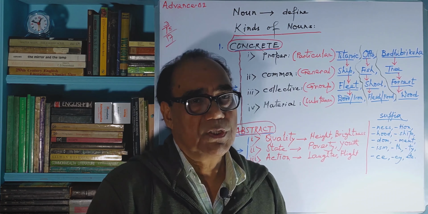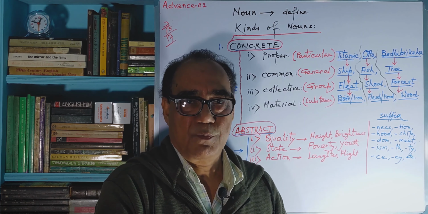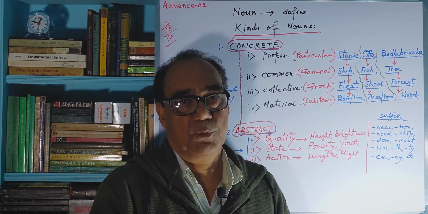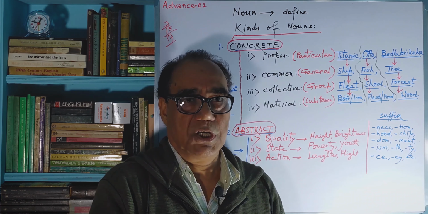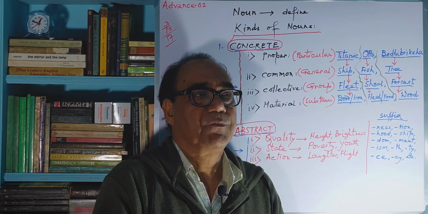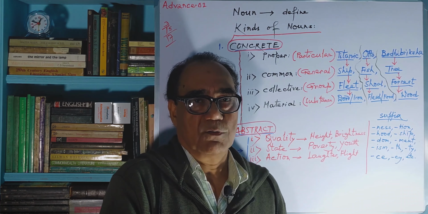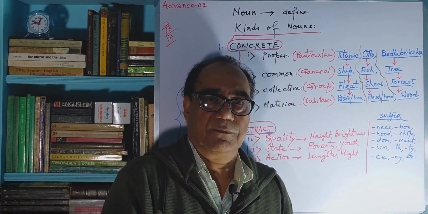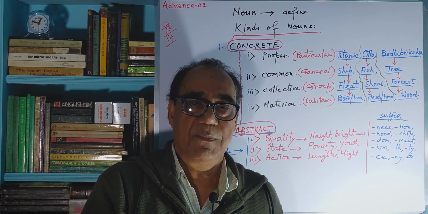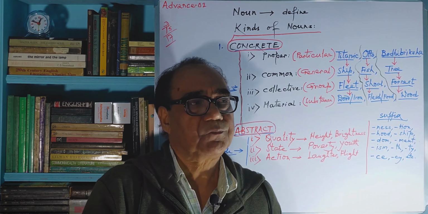So in this way, we see that noun, pronoun, adjective, and preposition, these four items are really very much integrated and interrelated. Now we come to noun. So what is a noun? Noun is a word that gives a name. That means it's a naming word.